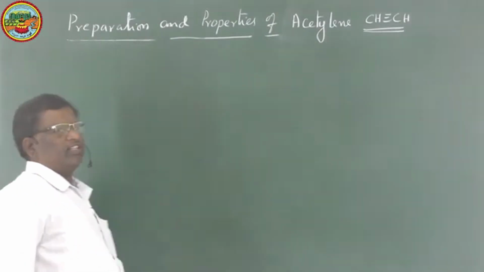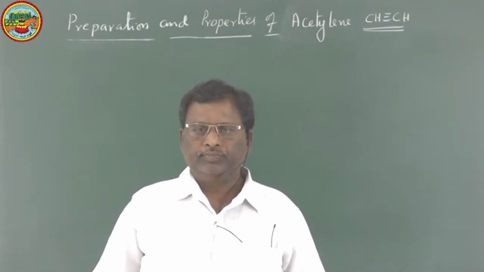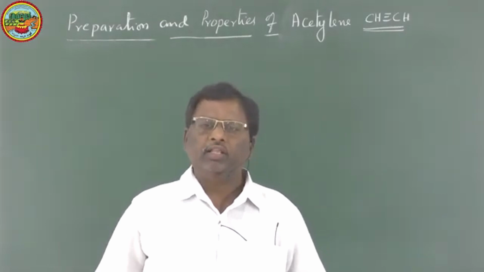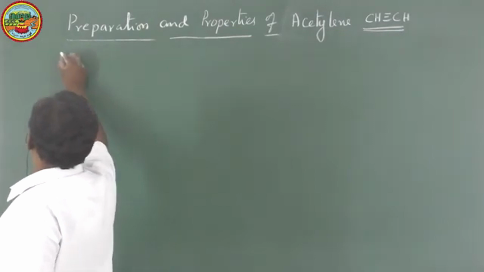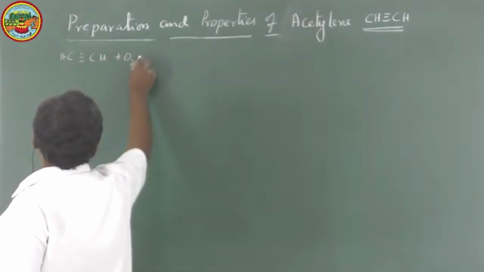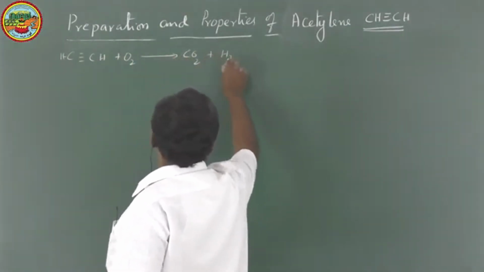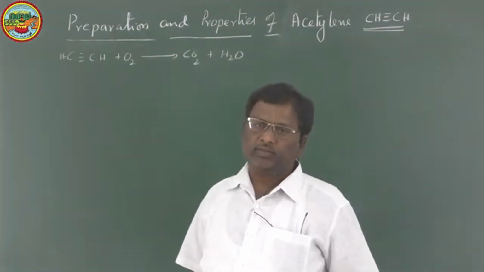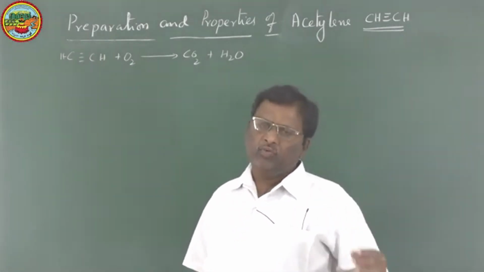Next, properties of acetylene. Acetylene will undergo combustion reaction, because in welding we use acetylene as a fuel. When acetylene is burned in the presence of a limited supply of oxygen, we get a large amount of heat. That flame is said to be the oxyacetylene flame. It produces nearly 3000 degrees centigrade temperature.